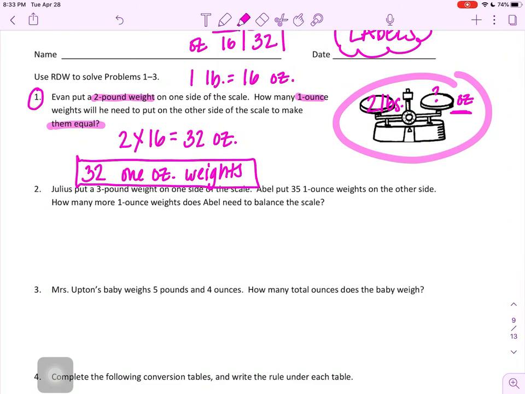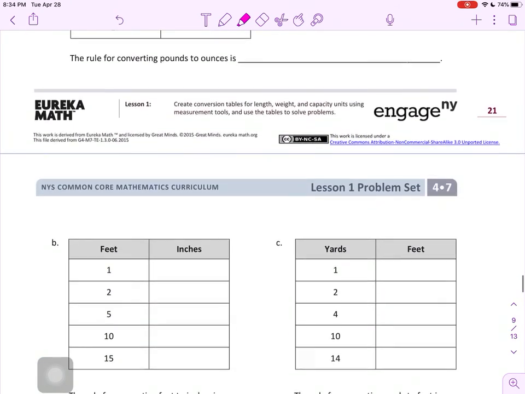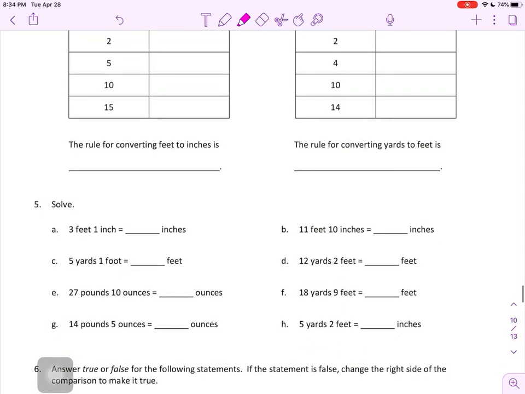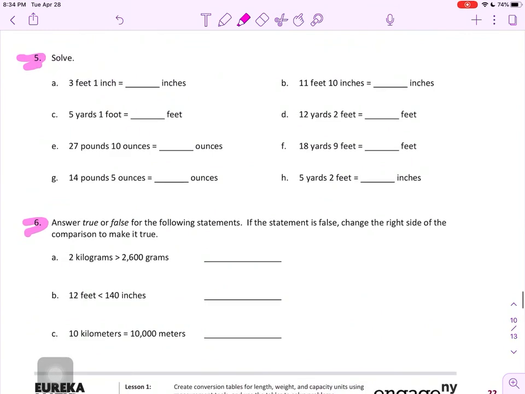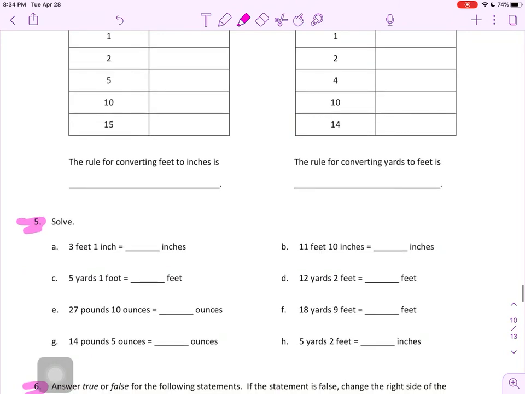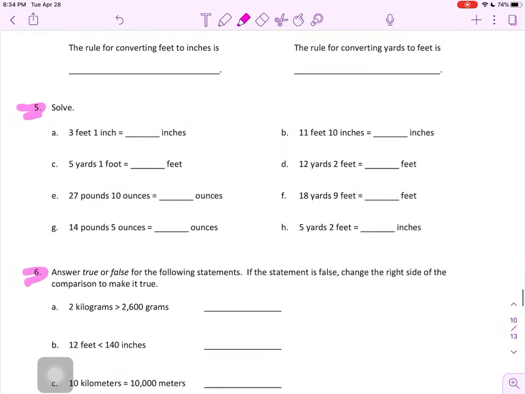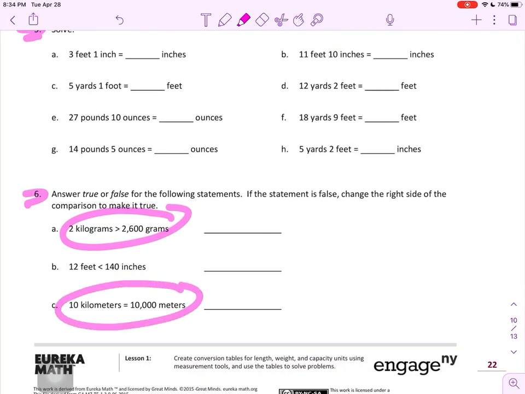So your responsibility for the rest of the assignment is 2, 3, 4, which goes on to another page, 5, 6, and that's it. All right. If you are struggling, we can work on the kilograms and grams and kilometers to meters during our Zoom meeting. But I don't really want to give you the answers to that yet because you guys are bright angels, and I'm curious if you can maybe figure out the conversions yourself.